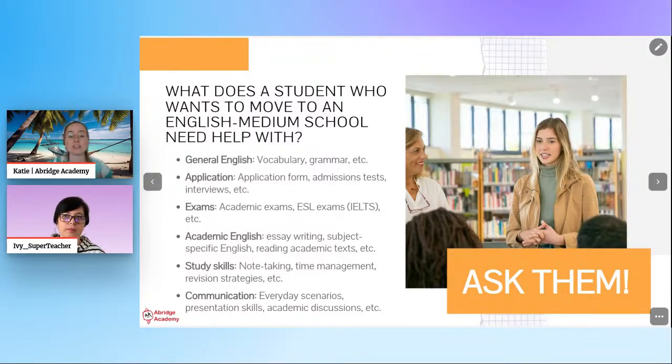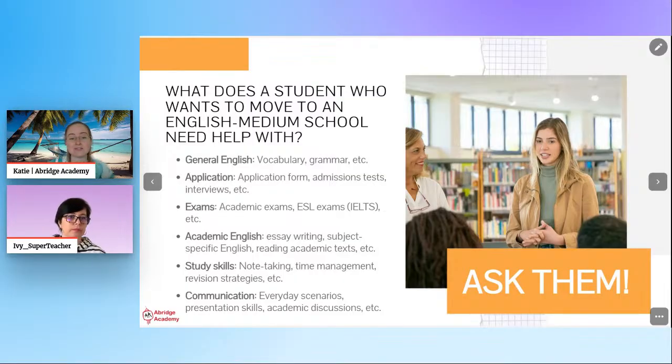And linking to that as well as specific exams. So it could be that they are taking English exams, like the Cambridge English exams, for example, IELTS exams, things like that. Or it could just be local exams, but they had to pass an exam to get the grades needed to get into that school. And then once they've got to the new school, well, now they need help with academic English, things like essay writing skills.